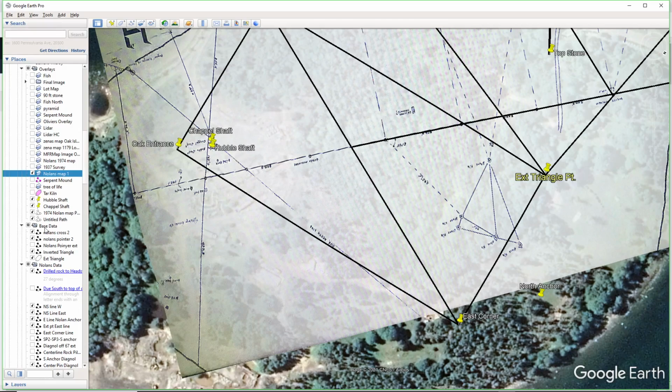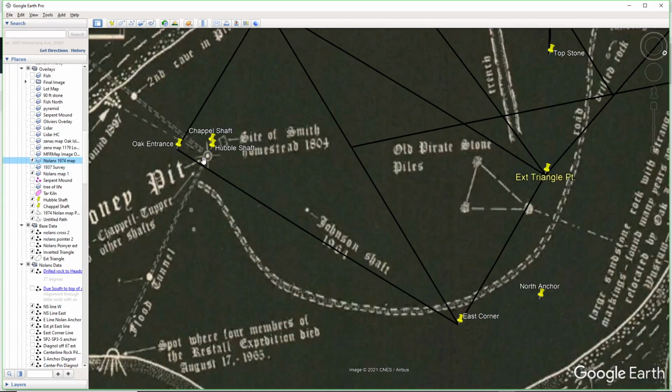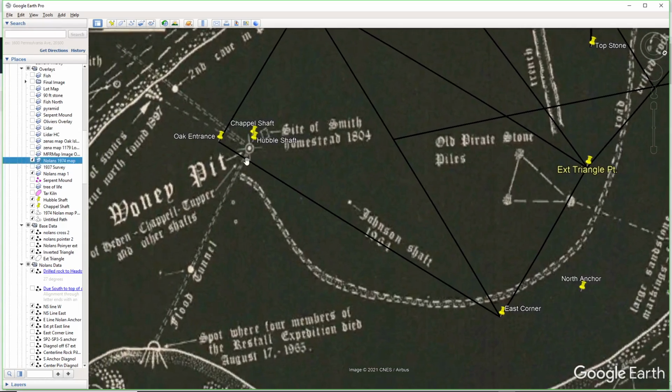And Fred Nolan, let's put his map back up here. He had the Money Pit right here. That's where he thought it was. And they're drilling in this area right now. So perhaps maybe Fred was right. Maybe the money pit is there.